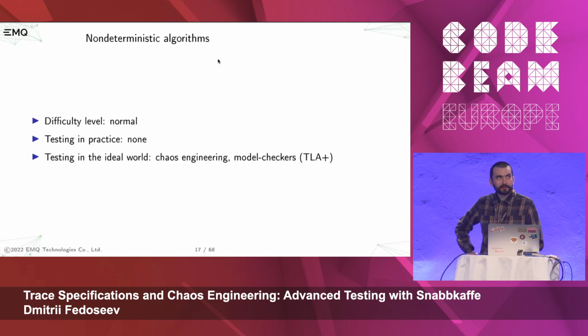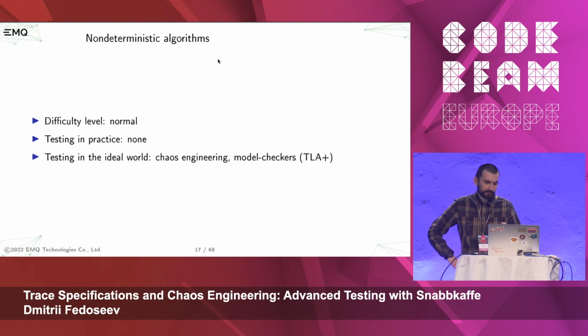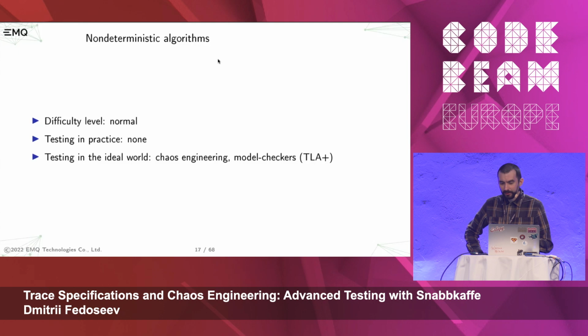How do we classify non-deterministic algorithms in general? The difficulty level is normal because it's a typical real-life system. But when we talk about testing, things aren't that rosy. In practice, I have not seen many attempts to deal with a state space explosion. Usually, test cases are written to interact with the system very carefully to avoid dealing with non-determinism. So in practice, the test cases ignore this problem.